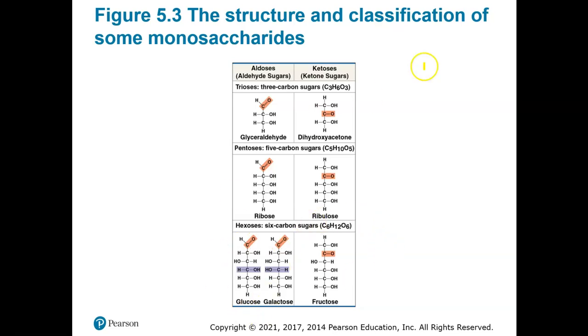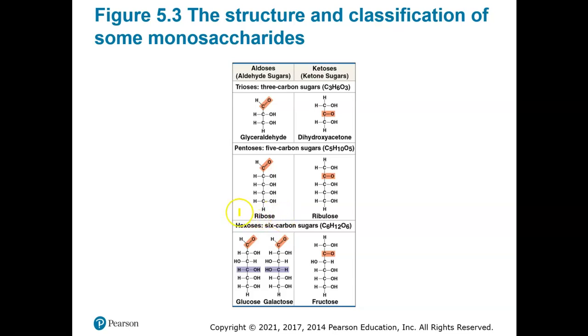There are some that are aldehydes. That means they have the carbonyl group, the C double bonded to O on the end. And then there are some that are ketoses, or ketone sugars, and they're going to have the C double bonded to O in the middle of the molecule. Probably these last three aldoses, ribose, glucose, and galactose. These are all monosaccharides. Ribose is a pentose, which is a 5-carbon sugar. You can count, there's 5 carbons in it.